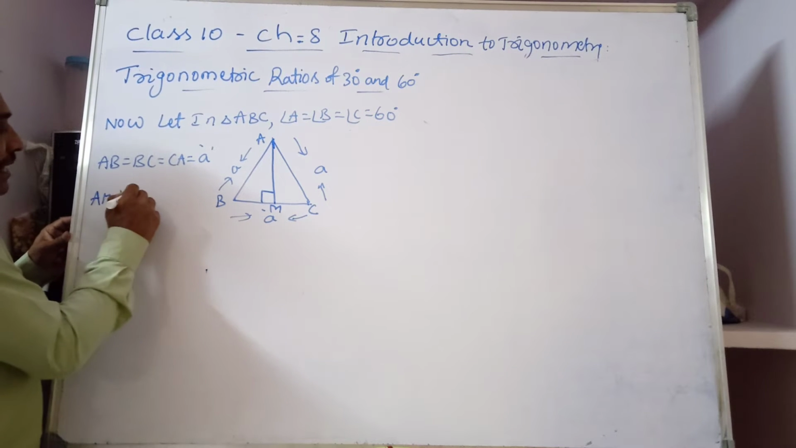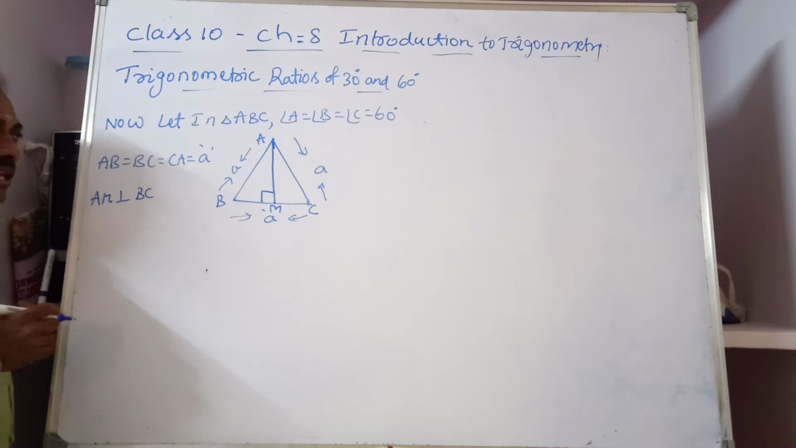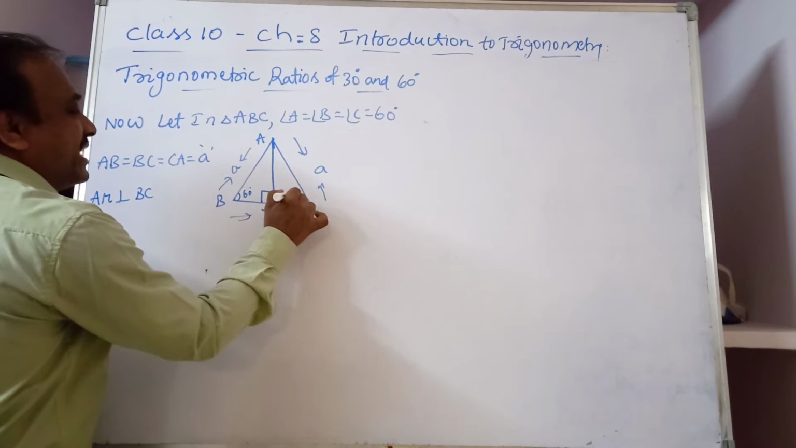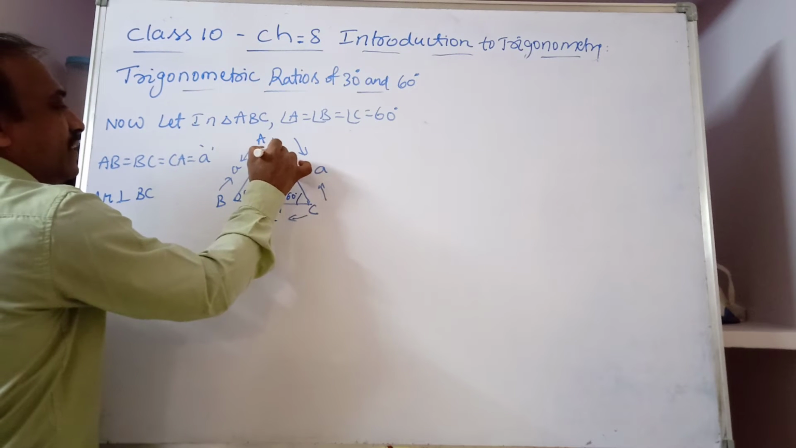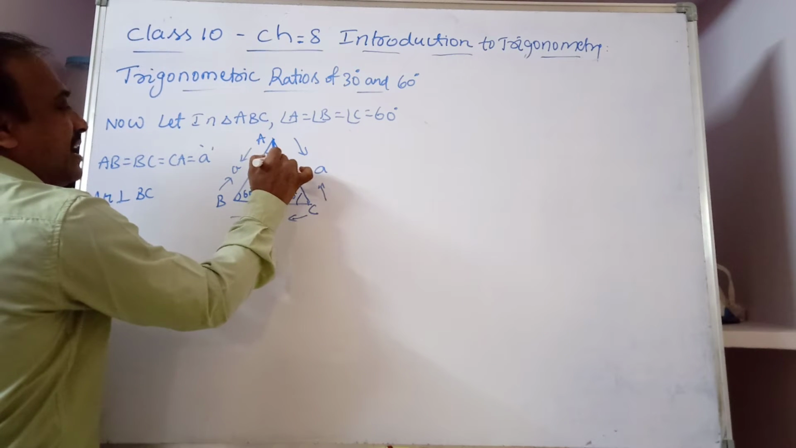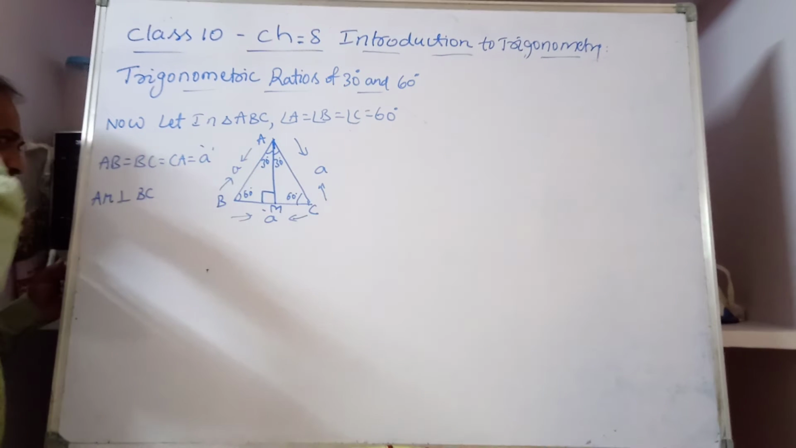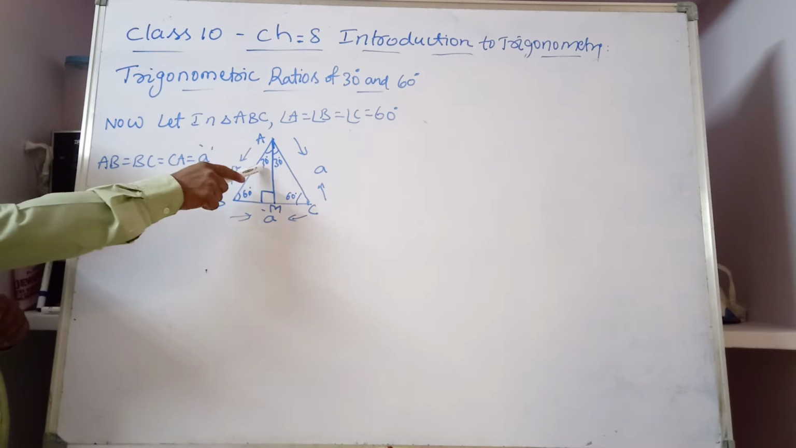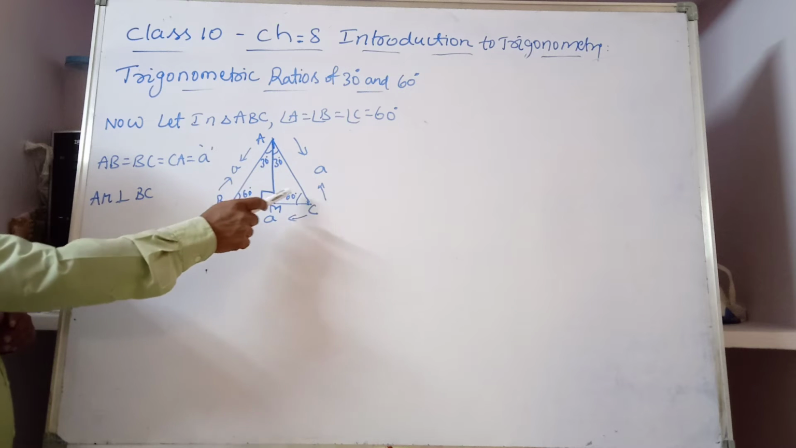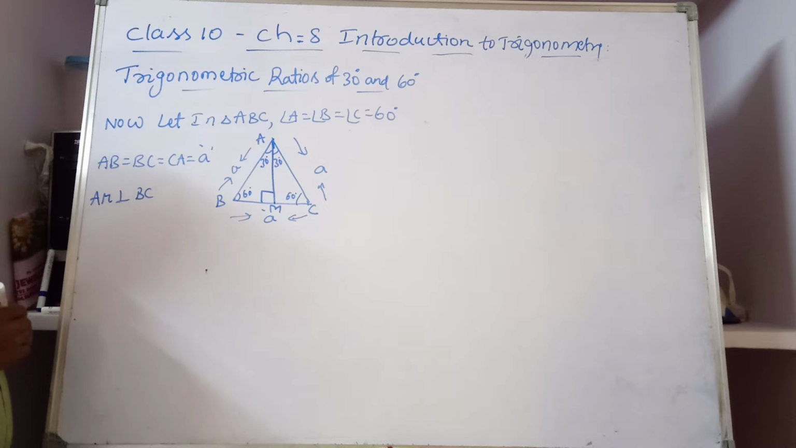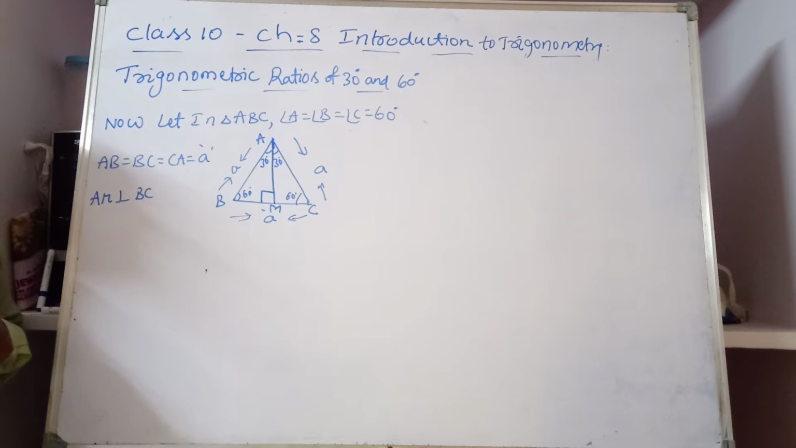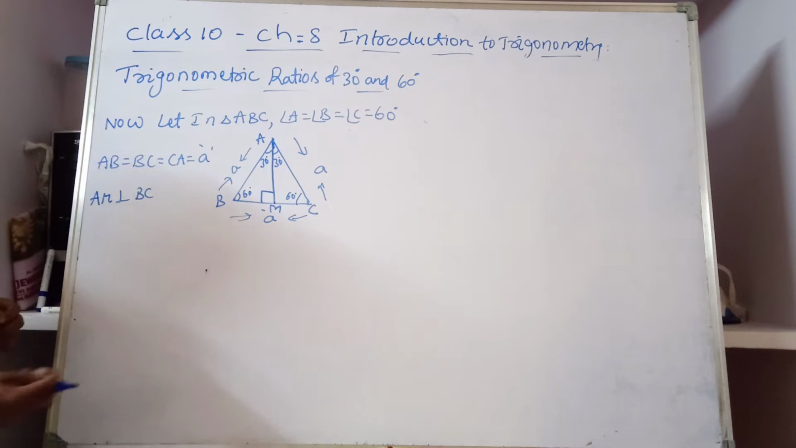Now you see, here we have 60 degrees. This will bisect and divide it into 30 degrees and 30 degrees. Observe it: 30, 60, 90. This side also is 90. Now in triangle AMB, which type of triangle is it? It is a right angle triangle.